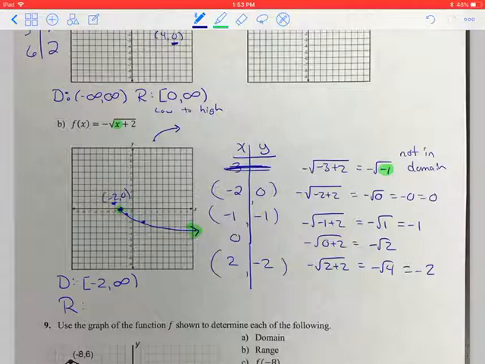Now range is going to go low to high, so you have to do this a little bit backwards. So my low would be over here, but it keeps getting lower. So that's going to be negative infinity, but then it tops out here, but I want the y value of 0. So my range goes from negative infinity up to 0, including 0.